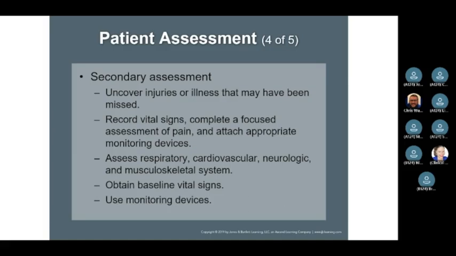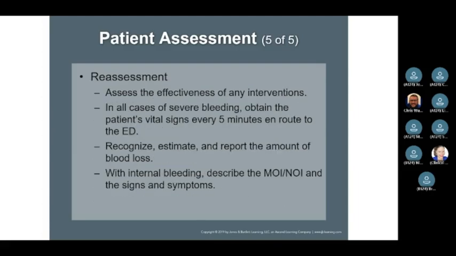In geriatric patients, the pulse rate may not increase with early shock. Try to determine the patient's normal baseline blood pressure and circulatory status. Use monitoring devices to quantify oxygenation and circulatory status. The reassessment. Constantly reassess your patient, especially in the areas that showed abnormal findings during the primary survey.